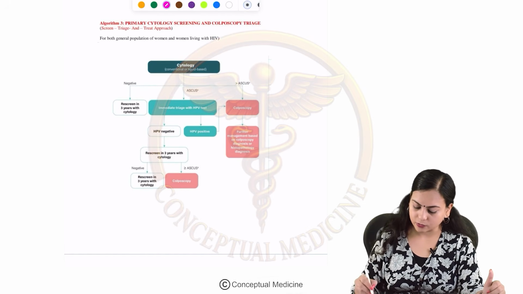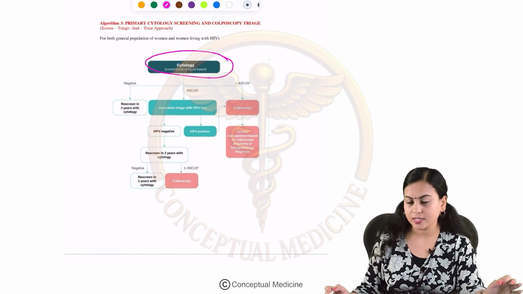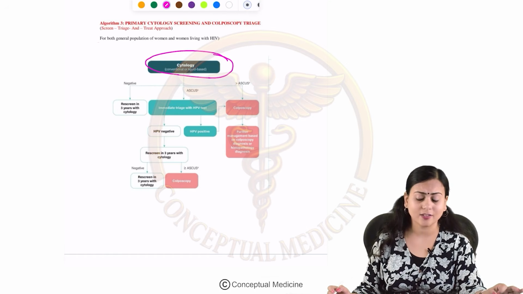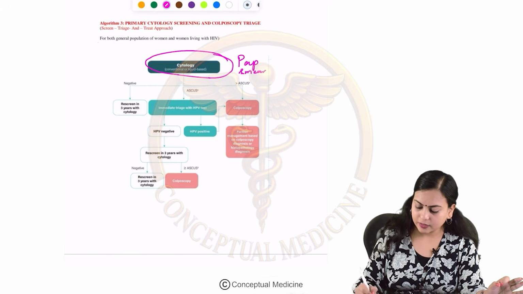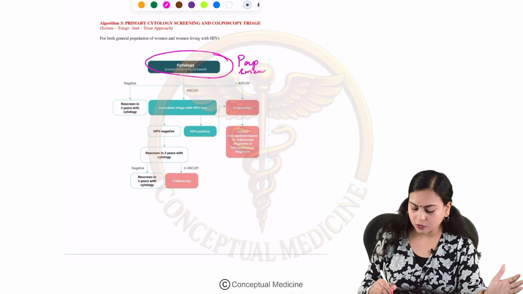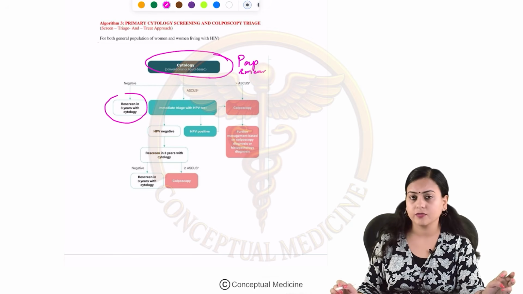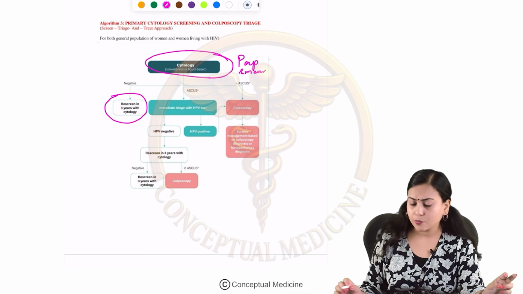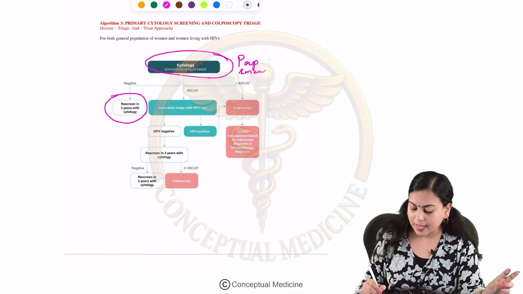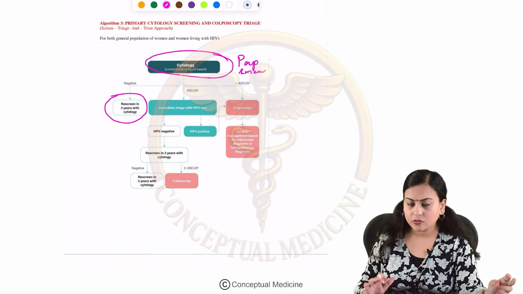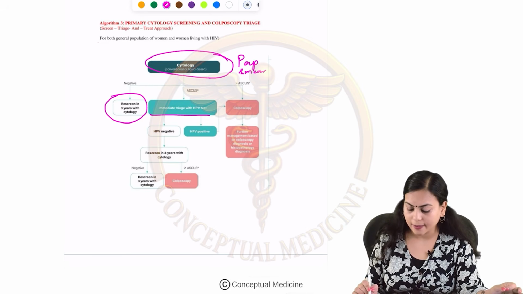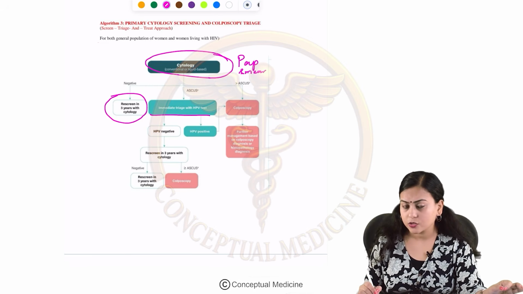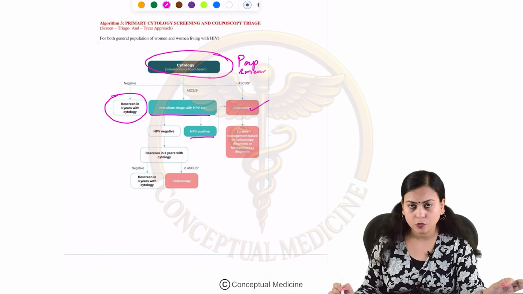So what we will do is, we will do a cytology first, that can be a conventional or liquid based cytology. Cytology is nothing but your pap smear, right? Then if the pap smear is negative, you will screen her only after 3 years with cytology. And suppose in the pap smear it is ASCUS, you have to screen her with immediate triage with an HPV test. If the HPV test is positive, then you offer her colposcopy directly.